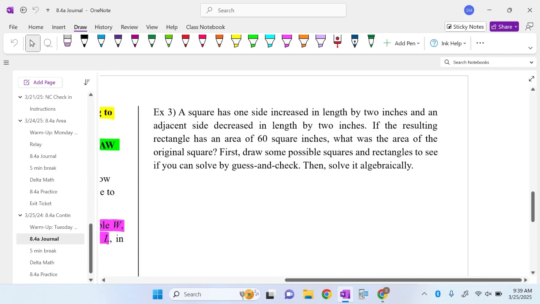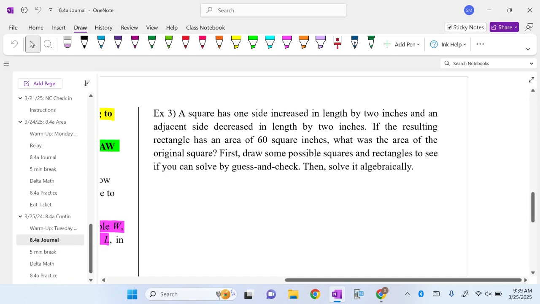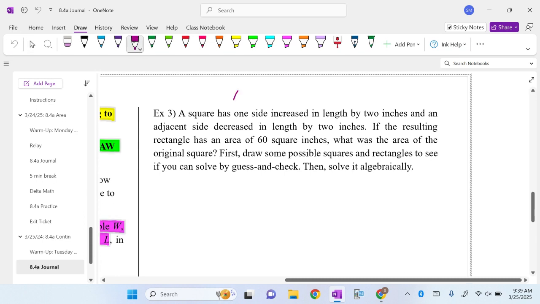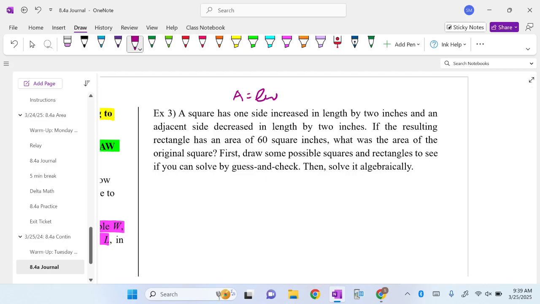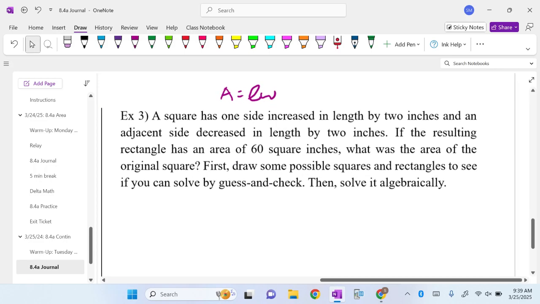So just to review from yesterday, what was the formula that we used like exclusively yesterday? Elise. Right. So the area of a rectangle being length times width. So A equals length times width. That's like the creme de la creme of this lesson. All right.